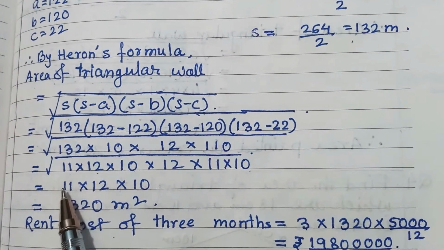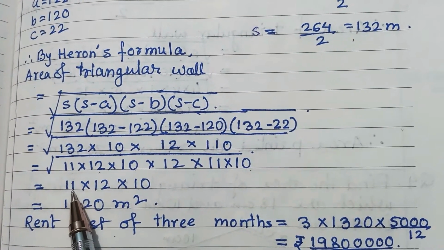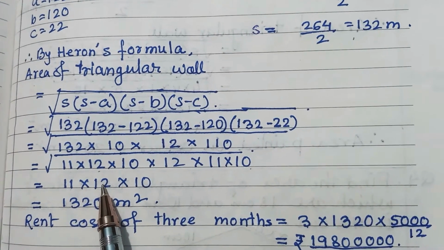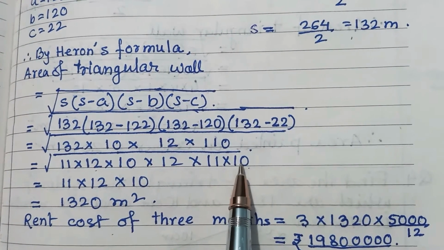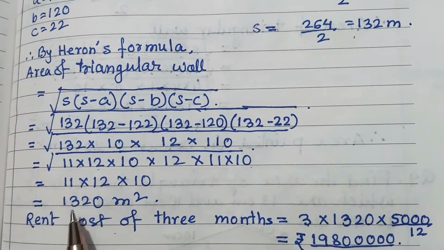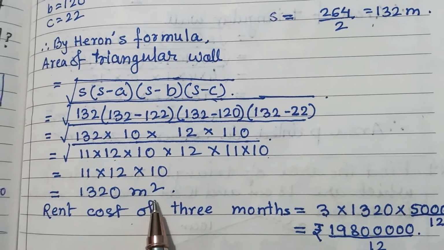2 times 11, you have to take one time. 2 times 12, you have to take one time 12. 2 times 10, you have to take one time. So it is 1320 meters square.